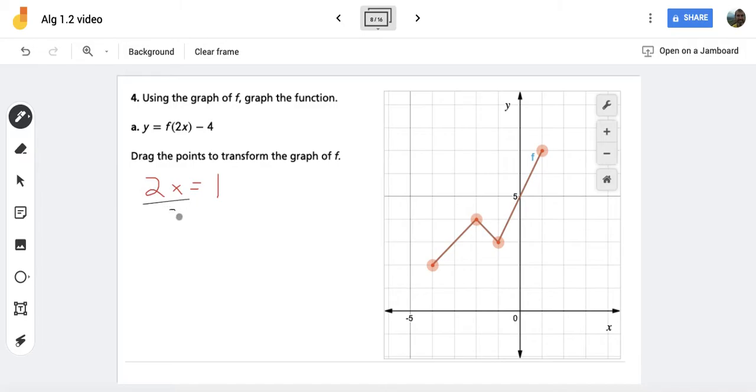I'm going to divide by 2, divide by 2, and I'm going to have an x value of 1/2. So for my new function, my g function is going to be for an x value of 1/2. So at 1/2, I need to be as high as 7. So that's right here.